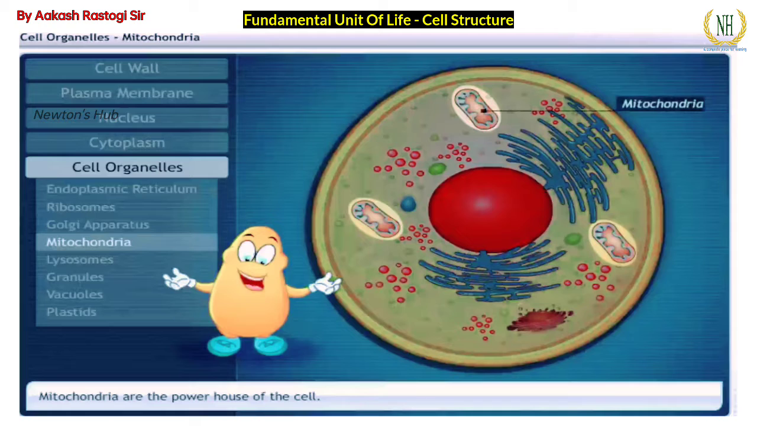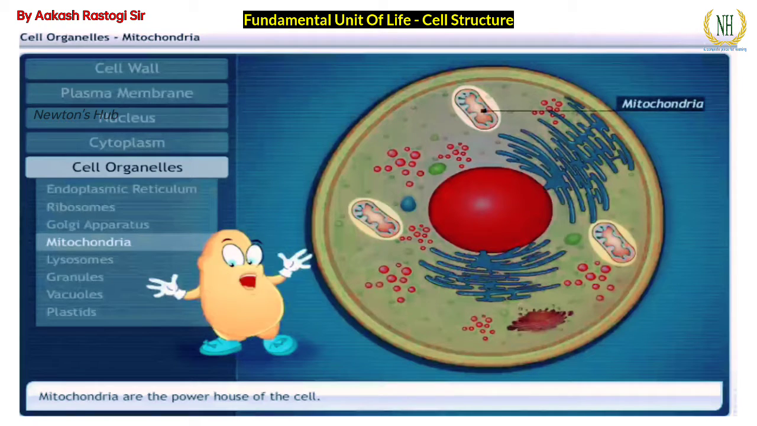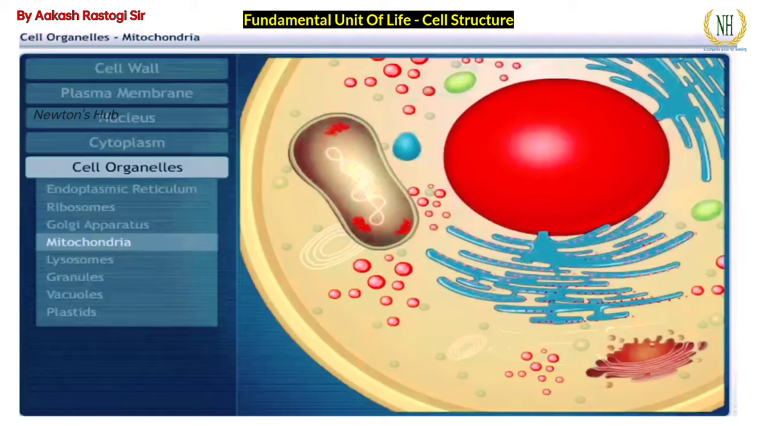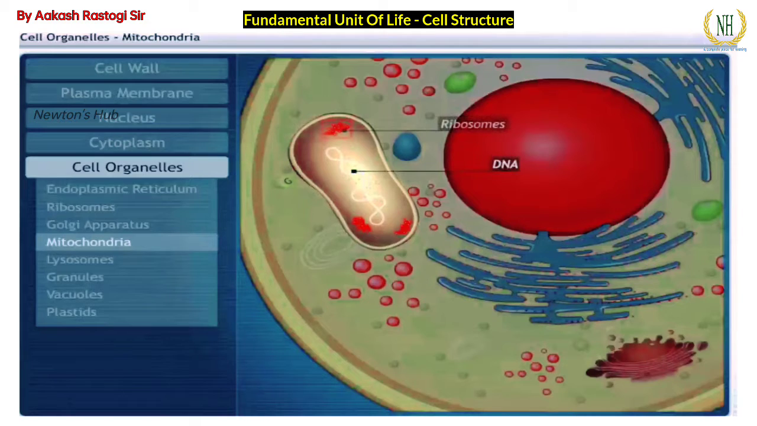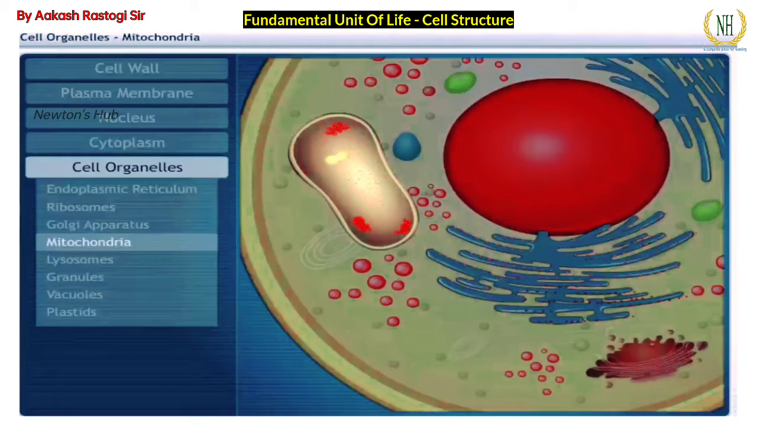This is the powerhouse of the cell, called mitochondria. They have their own DNA and ribosomes to synthesize respiratory enzymes. These enzymes oxidize glucose molecules to produce energy in the form of adenosine triphosphate or ATP. This energy is used for chemical activities and mechanical work.